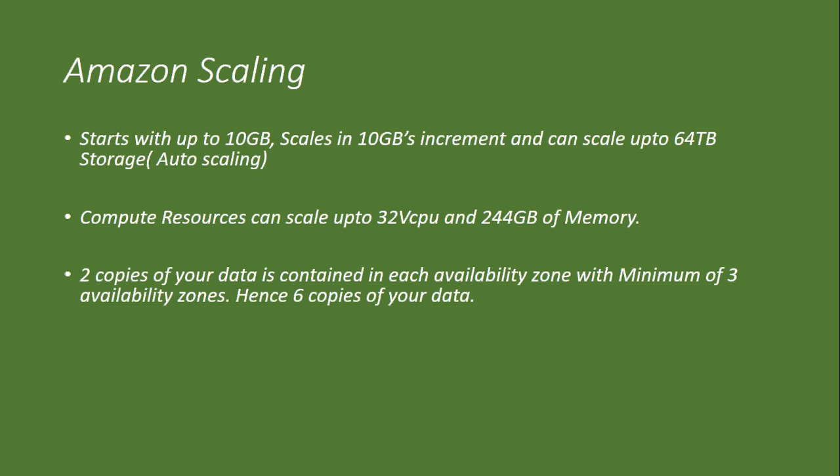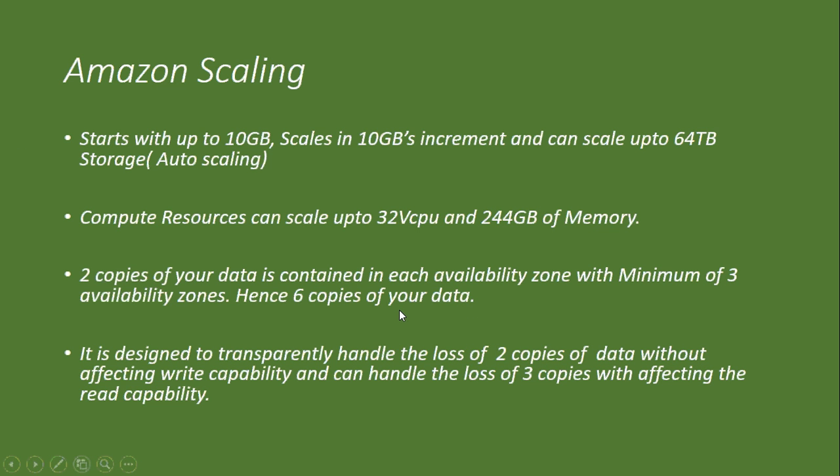So Amazon says that 2 copies of your data are maintained for high availability purposes, as in they keep 2 copies of your data in each availability zone. Means if there are 3 availability zones, you'll have a total of 6 copies of your data. And Amazon says it is handled in such a way that you can lose 2 copies of your data without affecting the write capability, and it can handle the loss of 3 copies of data without affecting the read capability.